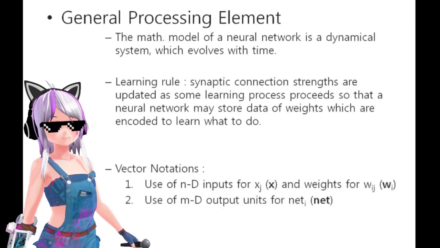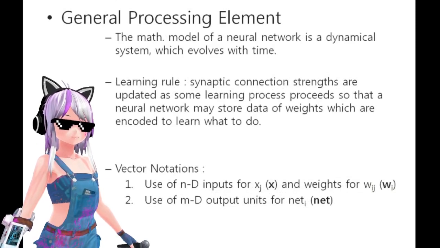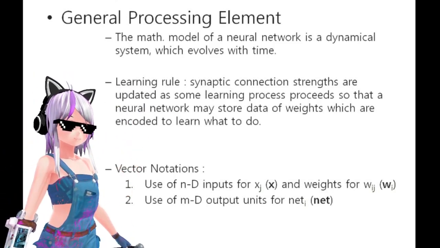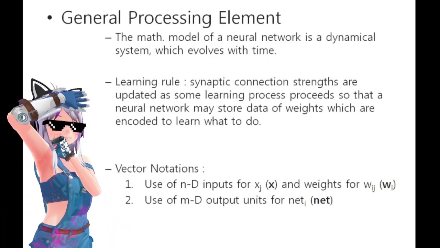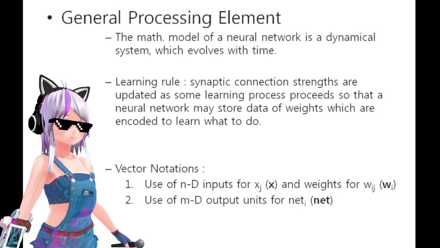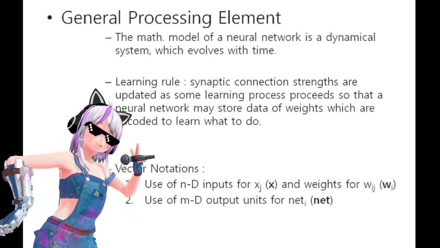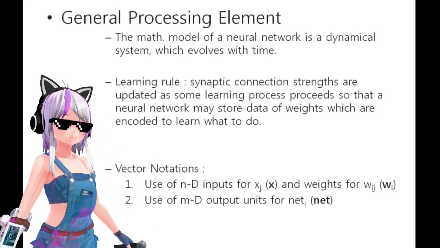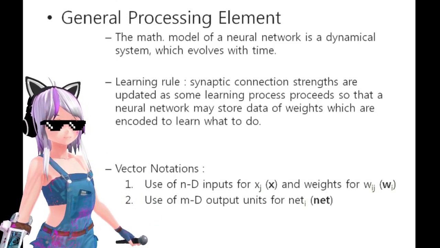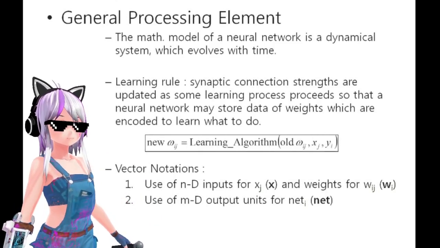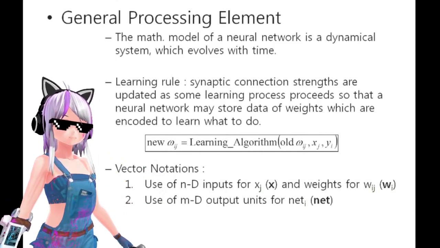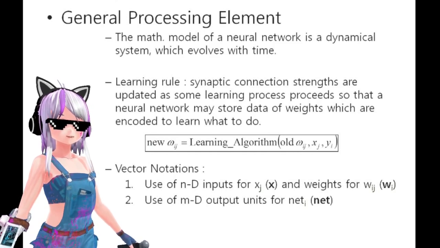Next, we have this elementary stuff. In this general processing element, the mathematical model of a neural network is a dynamic system which evolves with time. That means the parameters, the weight parameters or bias, are changing with time. As the learning process and training procedure go on and on, the weight parameters change and are updated. We have a learning rule because we have synaptic connection strengths, and these are updated as the learning process proceeds, so that the neural network may store weight data, numerically encoded, to learn what to do. Here the new w_ij comes from our learning algorithm, and the old w_ij is updated. Of course, we have x_j and y_i as input and output, and we also have vector notation.